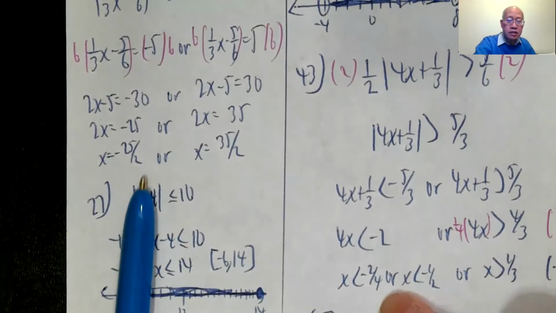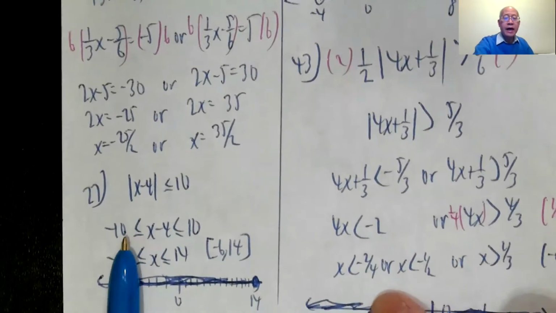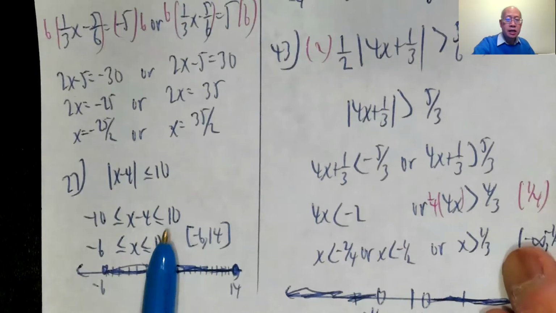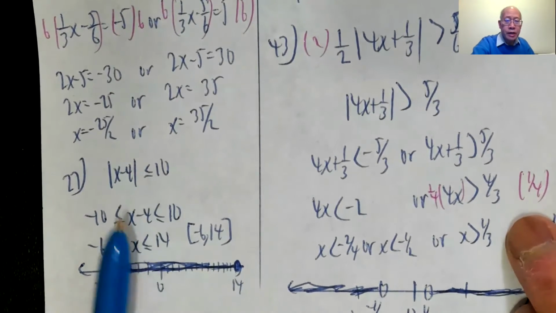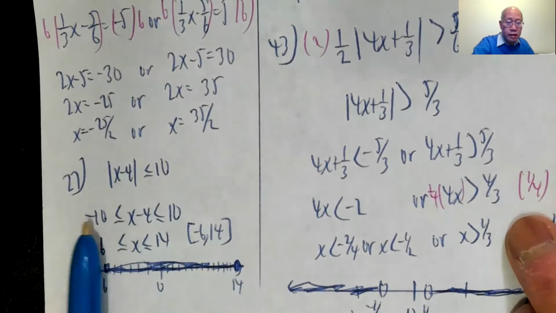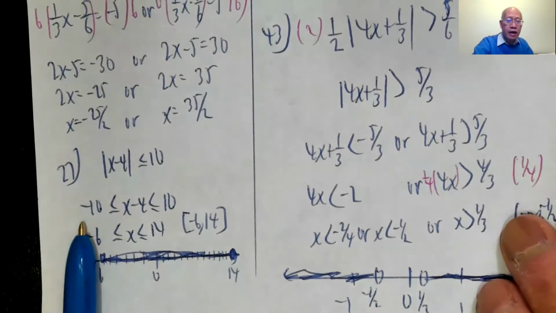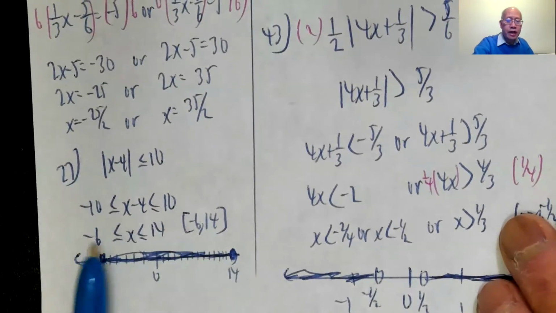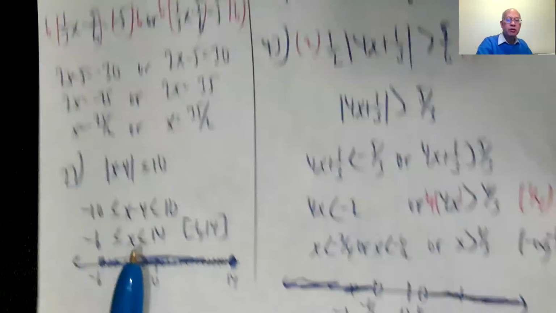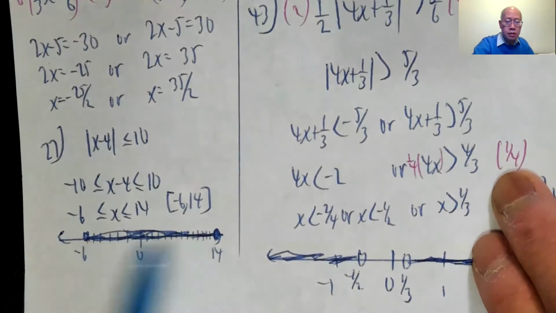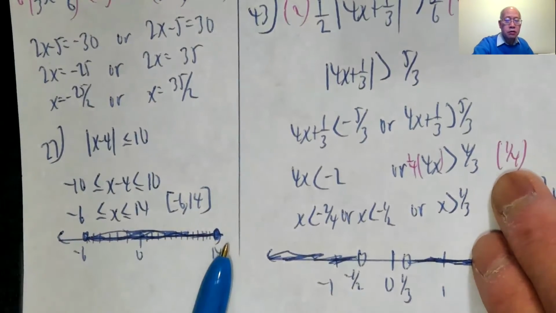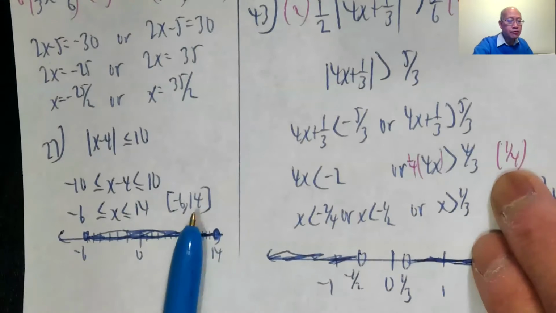So x minus 4, the thing behind my pen, has to be between negative 10 and 10. So when you have an absolute value less than or equal to a positive quantity, then x minus 4 is between negative 10 and 10. Add 4, add 4, add 4. Negative 6 less than or equal to x, less than or equal to 14. So here's the graph. From negative 6 to 14, include negative 6, include 14. So bracket negative 6, 14 bracket.